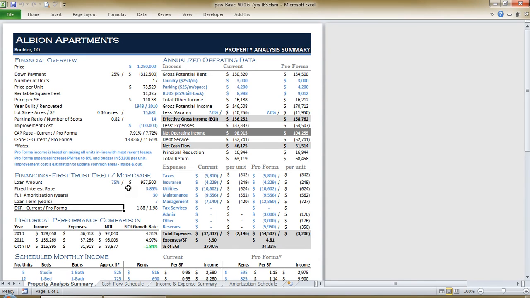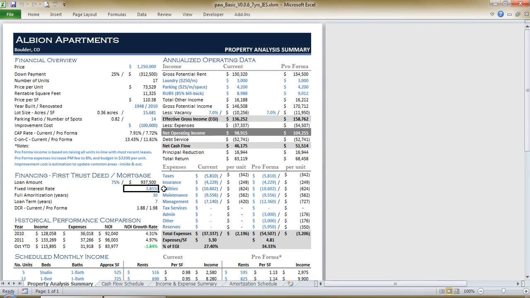For the loan amount, we ask you to enter in the loan to value right here. I have spoken to a bank for this property, and they will do a 75% loan to value, and that will auto calculate the loan amount based off of purchase price.